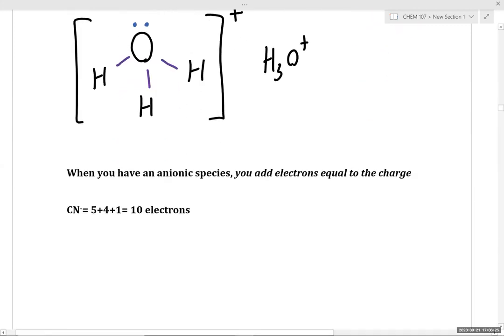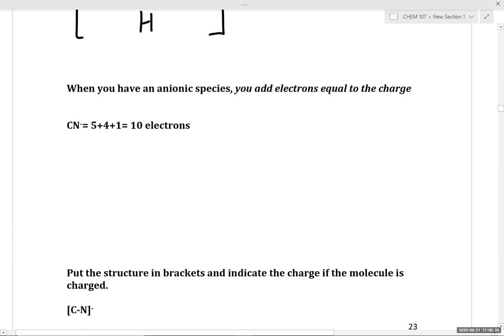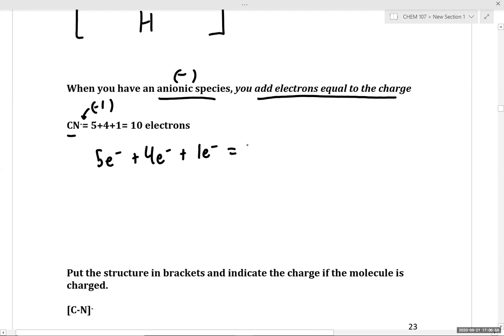Well, just like for cationic species, except in the inverse case, when you have an anionic species, which is a negatively charged species, you add electrons equal to the charge. So in this case, cyanide, CN-. So for nitrogen, we have 5 electrons per nitrogen atom. We have 4 electrons per carbon atom. And since we have a -1 charge, we add 1 electron to our total. That gives us 10 electrons.